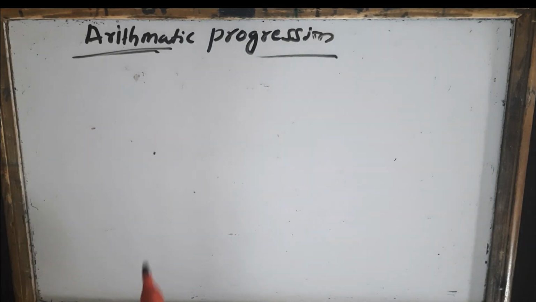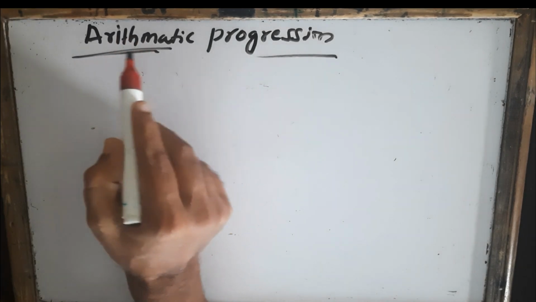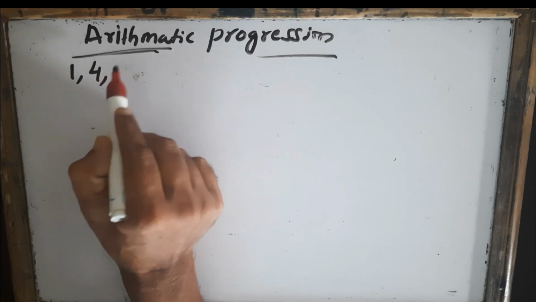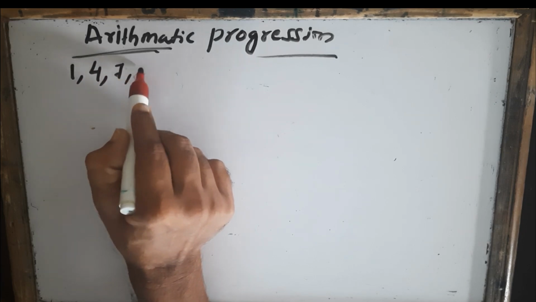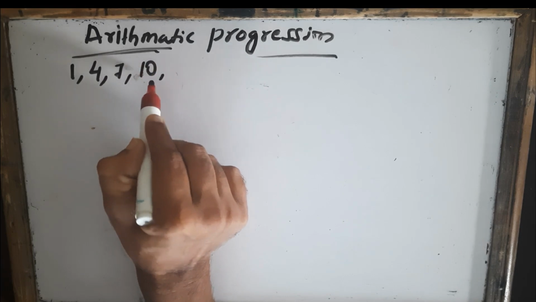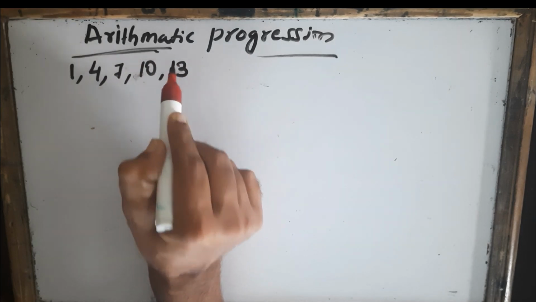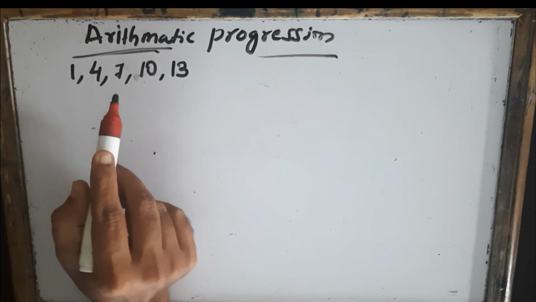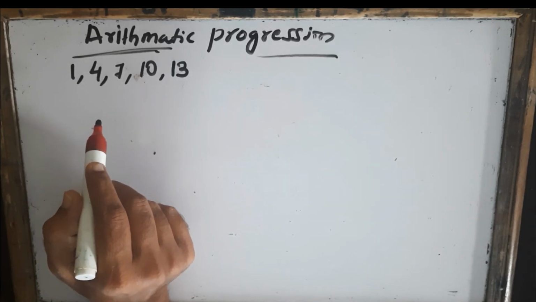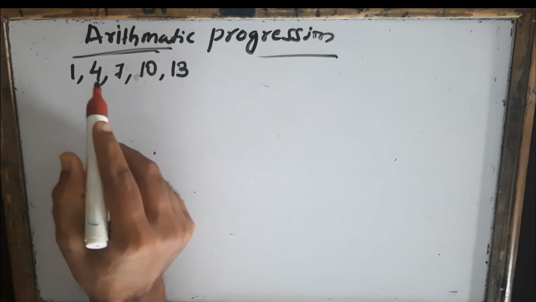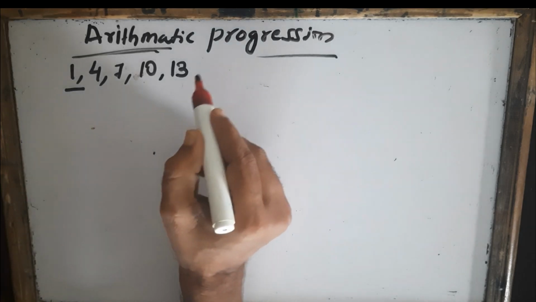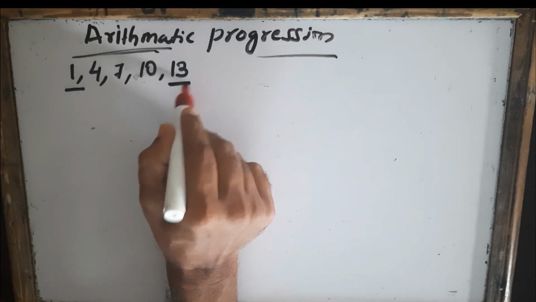Today's topic is arithmetic progression. We take an example: 1, 4, 7, 10 and 13. From this sequence we can derive many items. The first element is 1, the last element is 13.